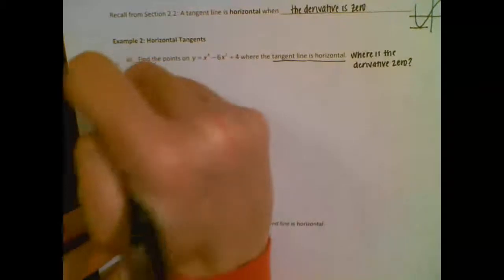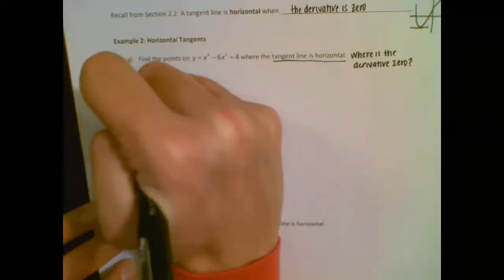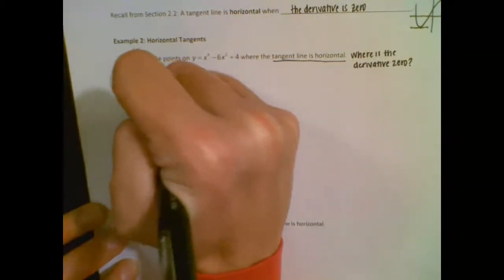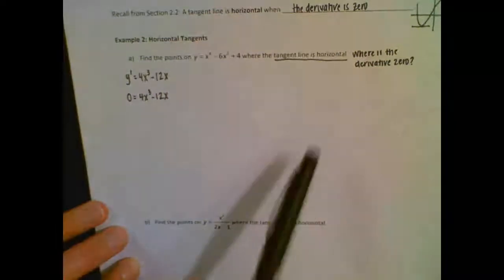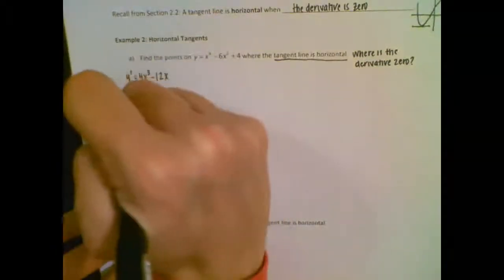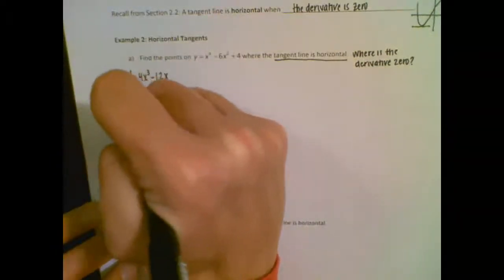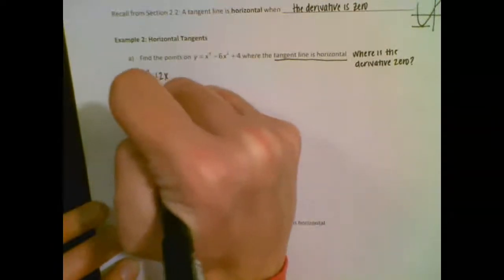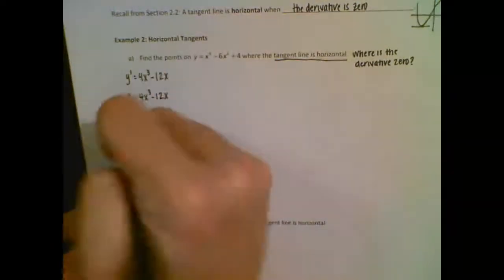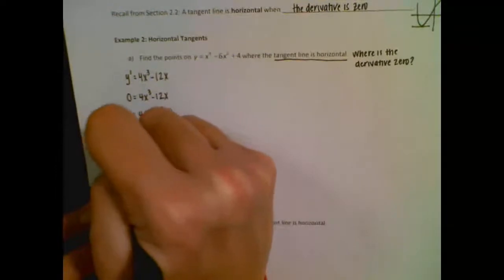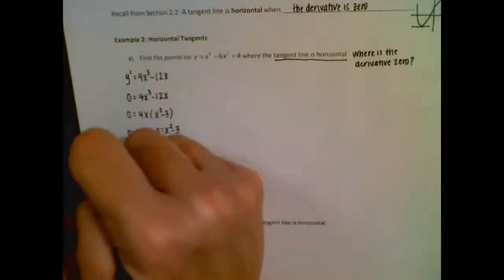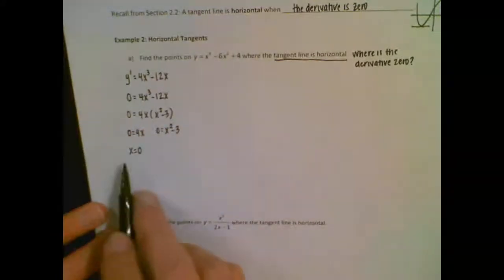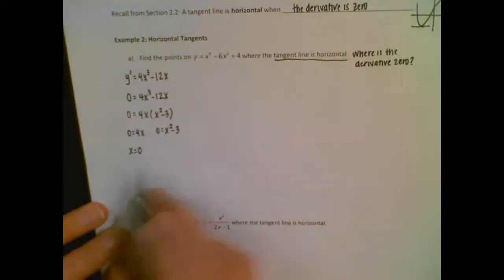Now I want to know where this is going to be 0. So I'm going to take that derivative and set it equal to 0. Then I'm going to manipulate this algebraically to figure out where the x values are 0. I can factor out a common factor of 4x, which leaves me with x squared minus 3. I'm going to use the zero product property here. So 0 is equal to 4x, or 0 is equal to x squared minus 3. This will tell me that I'm definitely going to have a horizontal tangent line at the x value of 0.